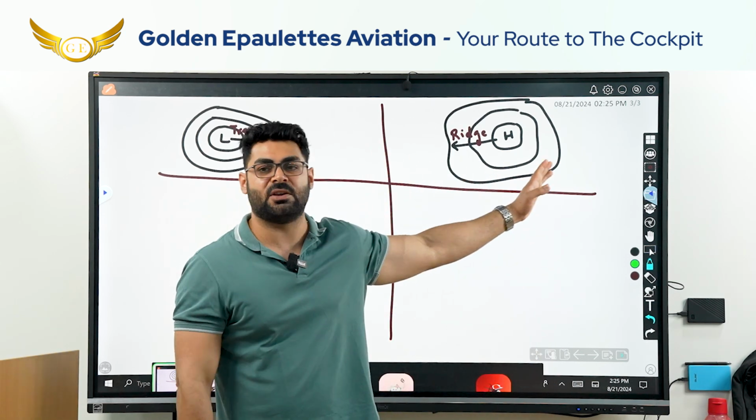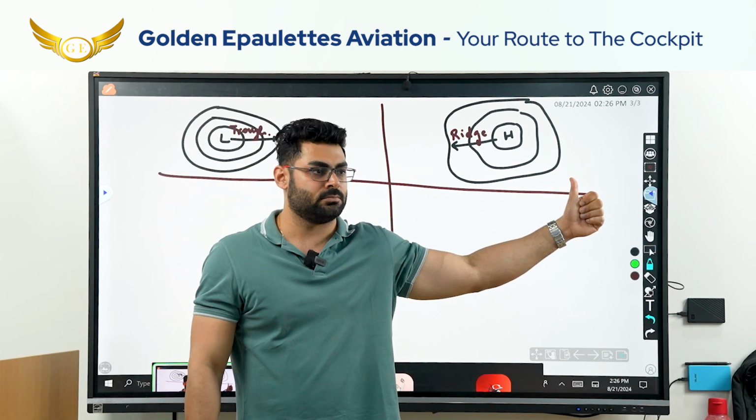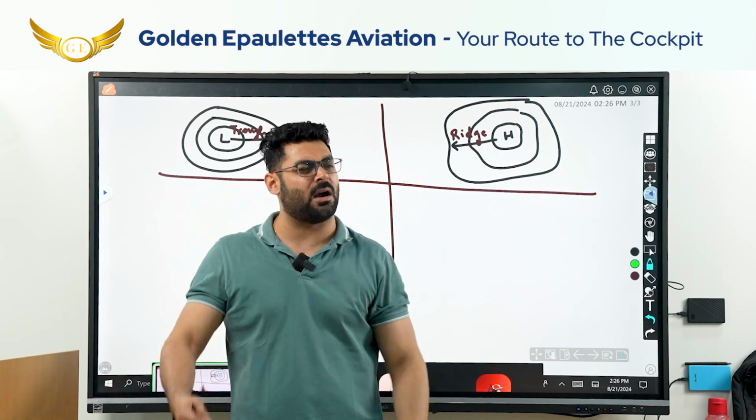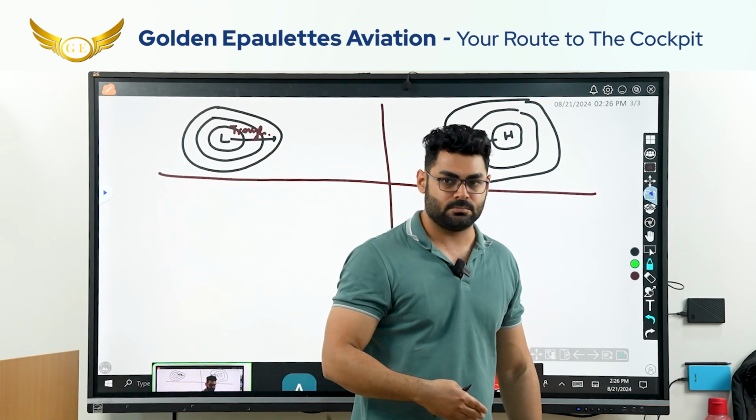For flying conditions, high pressure is good because there are no weather conditions as such, but visibility is poor. Hazy, you'll see haze, dust particles and all. You can't look very far. Understanding my point?